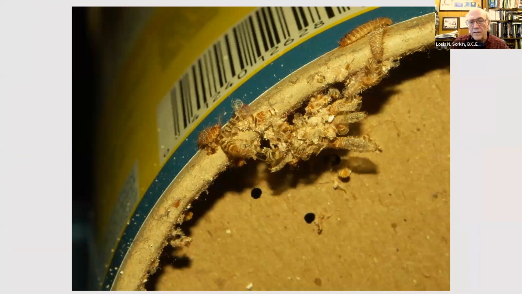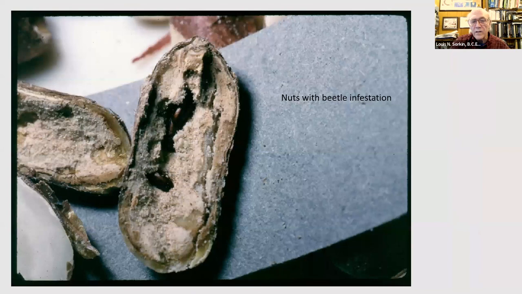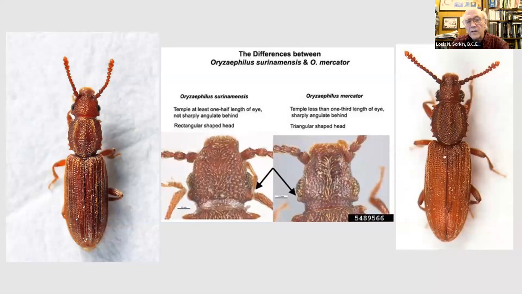And nuts, these were beetles in nuts. These were silvanid beetles. This is a way to tell the Oryzaephilus surinamensis from Oryzaephilus mercator.